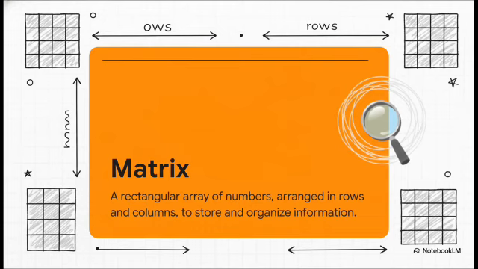Well, the answer is surprisingly elegant and incredibly powerful. Meet the matrix. At its heart, a matrix is really just a simple grid of numbers set up in neat rows and columns. It's this beautiful way to organize really complex information so we can actually work with it.